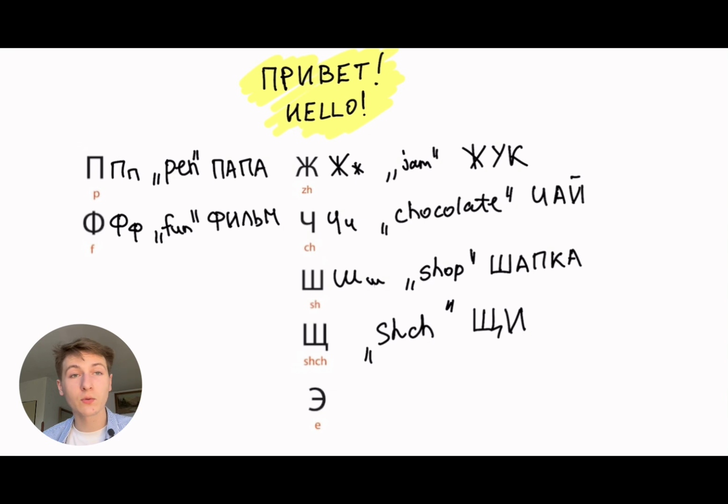And next, the last one, will be Э. It sounds like E in red. And the Russian example is это, eto, which means this.